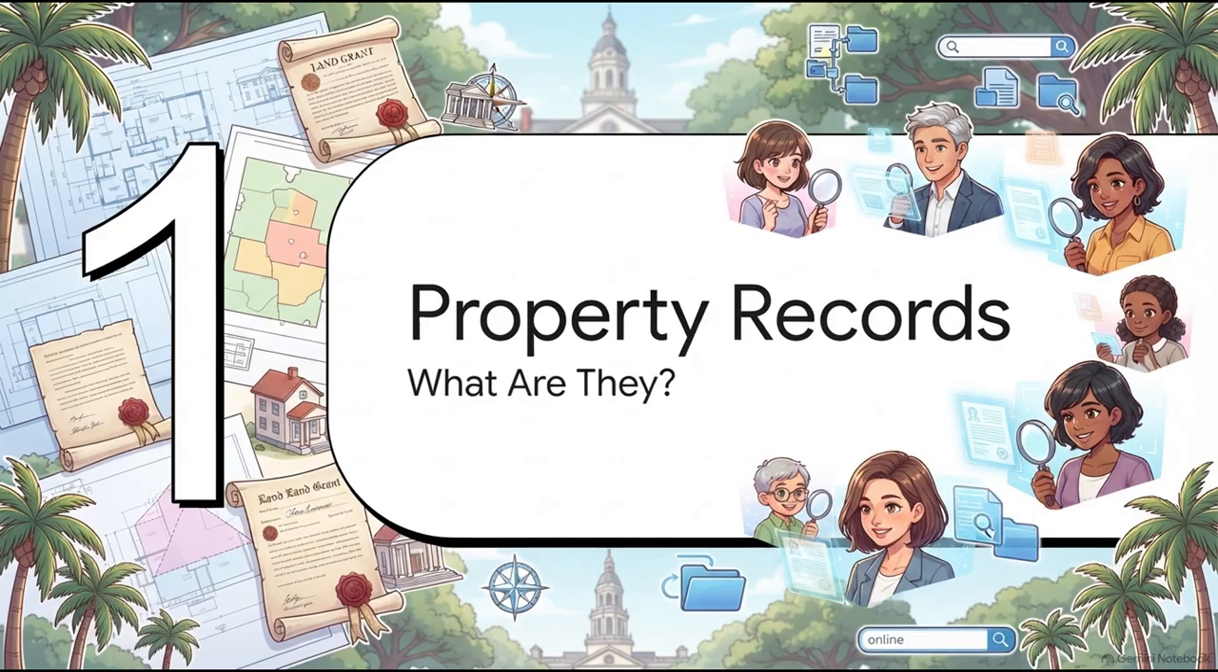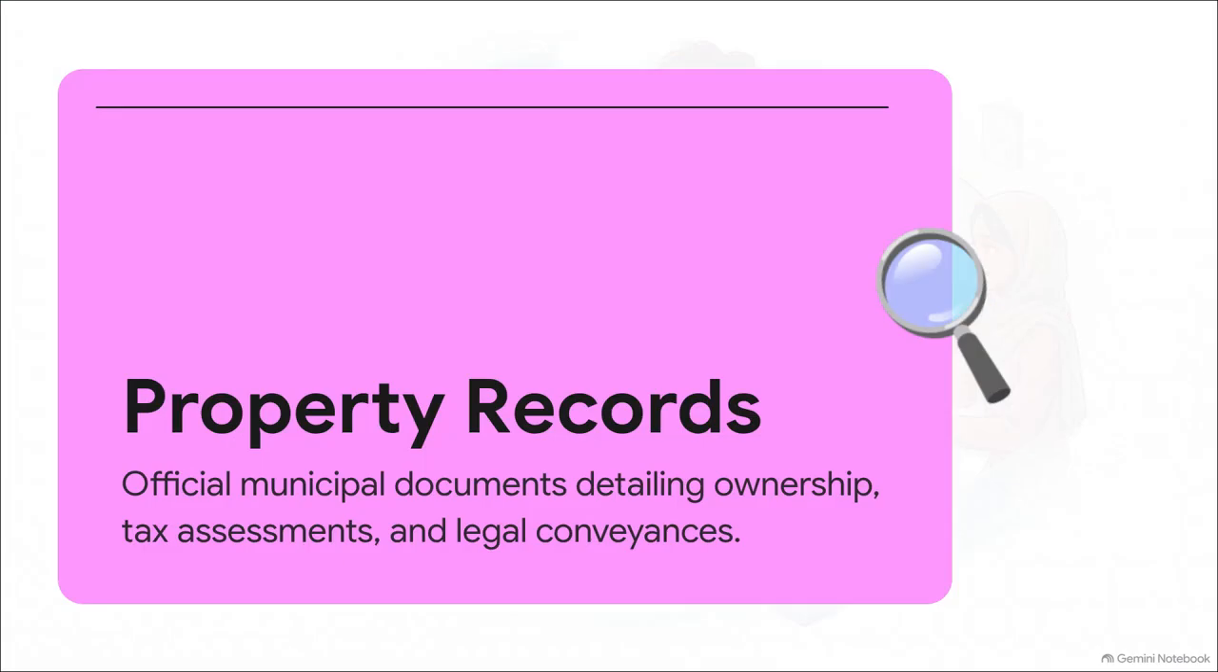Section 1. What are property records? Basically, property records are the official municipal documents that tell the complete story of a piece of real estate. Think of them as the ultimate paper trail. They detail the current and past ownership, tax assessments, historical valuations, and the actual physical spatial boundaries of a lot. They also include legal conveyances, which is just a fancy way of saying the actual deeds and mortgages.